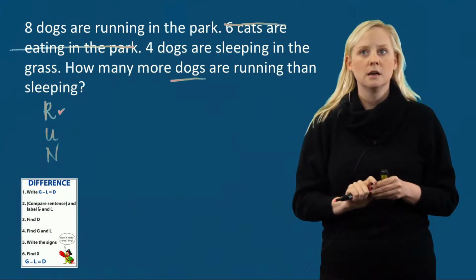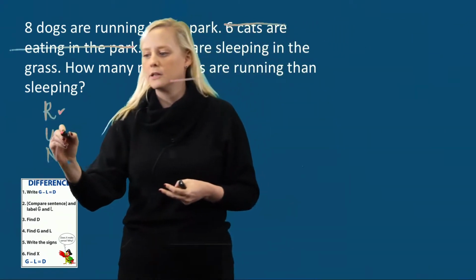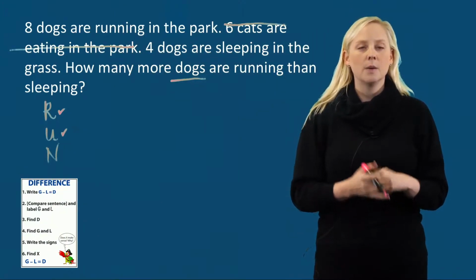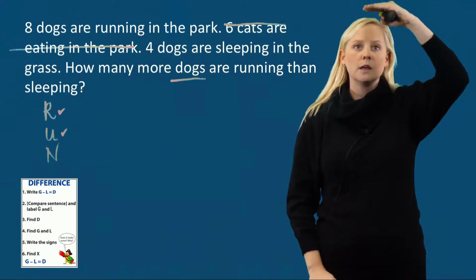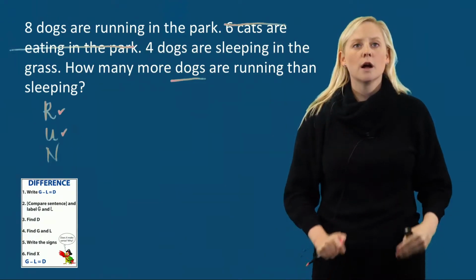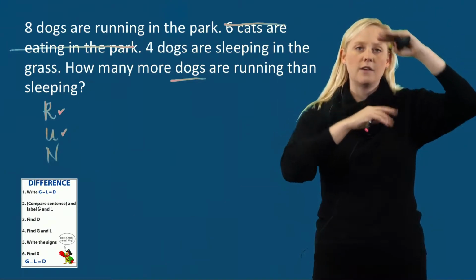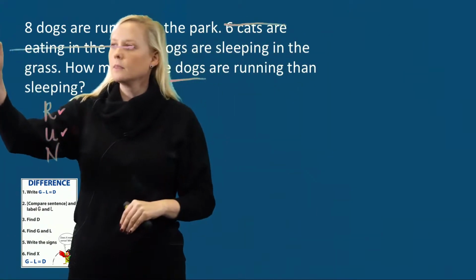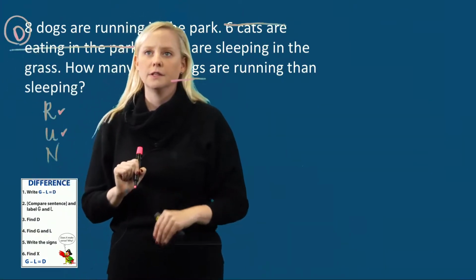It is relevant. Okay, I've read the problem. I've underlined the label and checked for relevant information. The N stands for name the problem type. I need to ask myself, are we putting parts together for a total? Are we comparing two amounts for a difference? Or do we have an amount that increases or decreases to a new amount? Here, we're comparing two amounts. We're comparing the dogs that are running and the dogs that are sleeping, and we're trying to find the difference between these two amounts. Because this is a difference problem, I'm going to put a D right here in the corner to let me know that this is a difference problem.